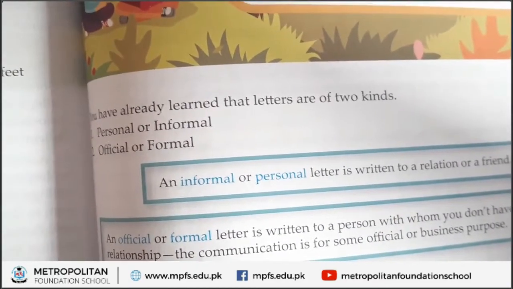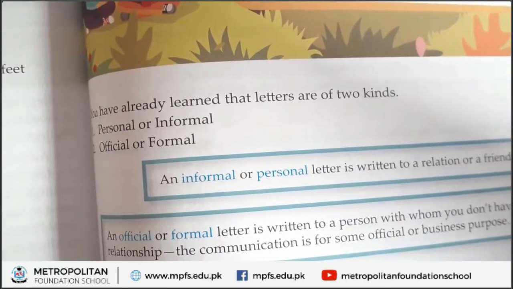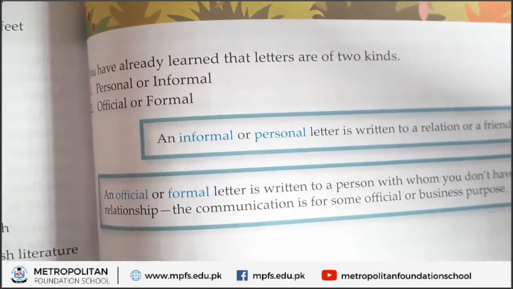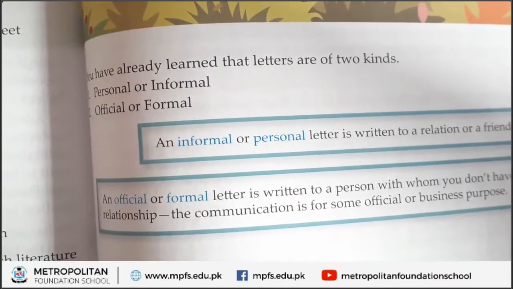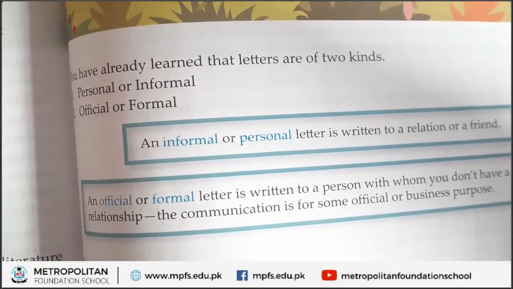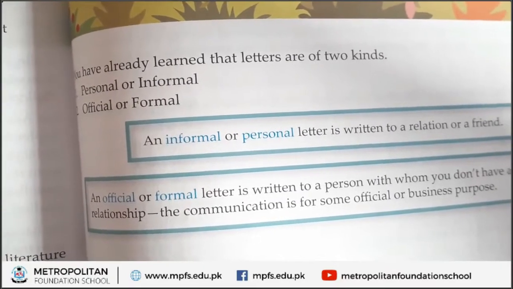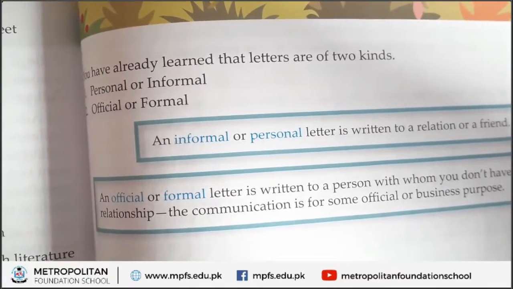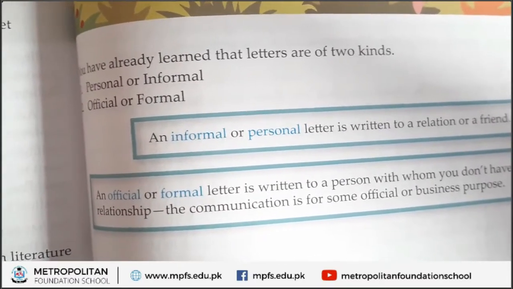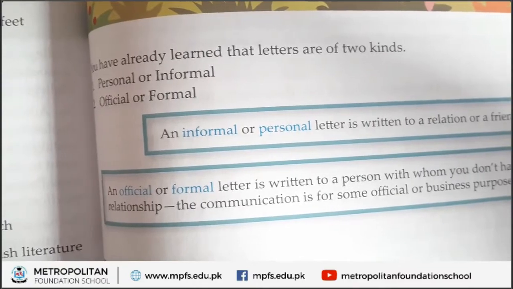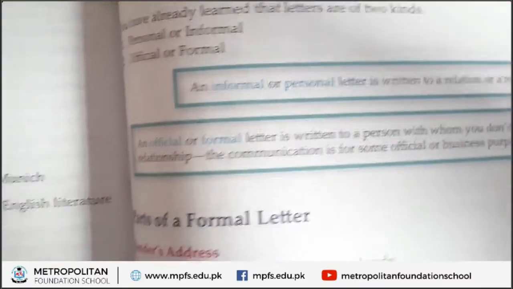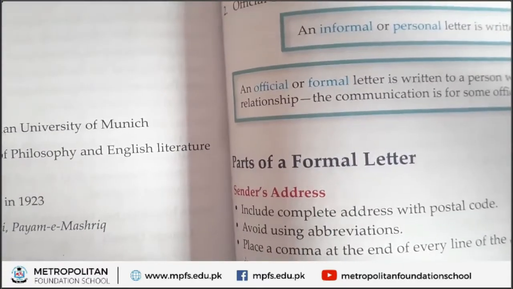An informal or personal letter is written to a relation or a friend. An official or formal letter is written to a person with whom you don't have a personal relationship. The communication is for some official or business person. Now, the parts of formal letters.